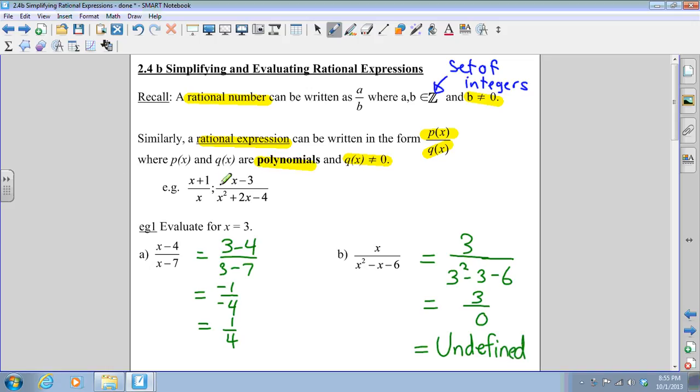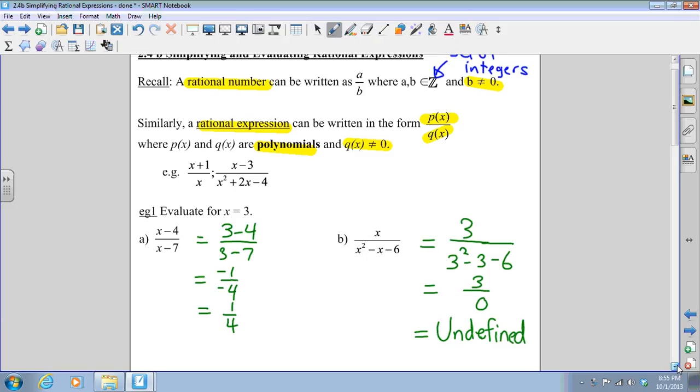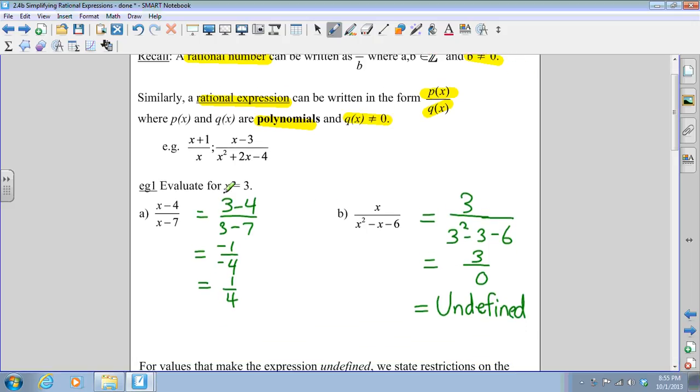Let's take a look here at these two examples. In example A, notice that there is a binomial on the top divided by a monomial. In example B, we've got a binomial divided by a trinomial. Let's now try to do some evaluations here and just do a quick substitution for x equals 3. If we sub x equals 3 into the first expression, replace x wherever you see an x, you put a 3. And then simplify that out, you'll know that you have 1 over 4. Where it gets tricky is when we sub it into part B.